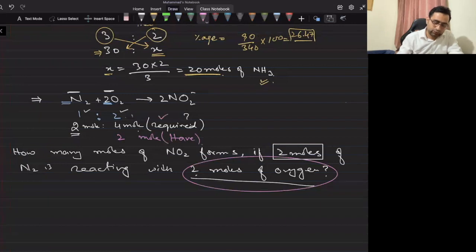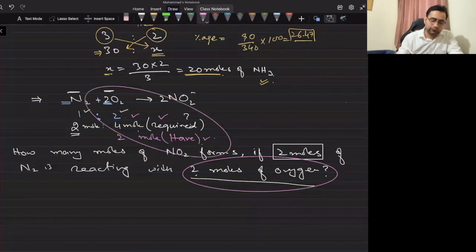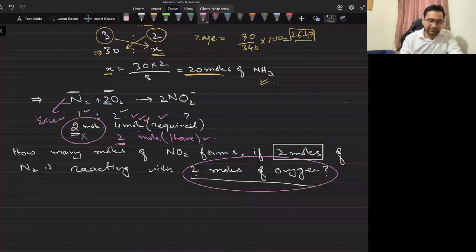Required is 4, but you have only 2 moles of oxygen. So this oxygen is the limiting reactant, because you required 4 moles but you have only 2 moles. Nitrogen is the excess reactant, so you will ignore it. We are not going to use the extra 2 moles because it is in excess.